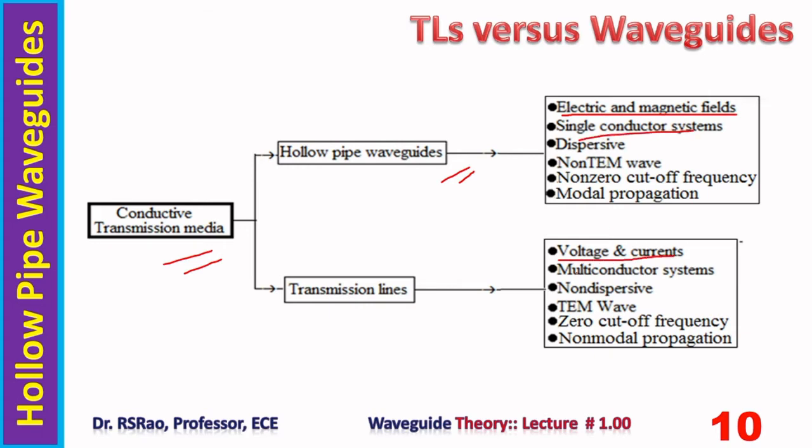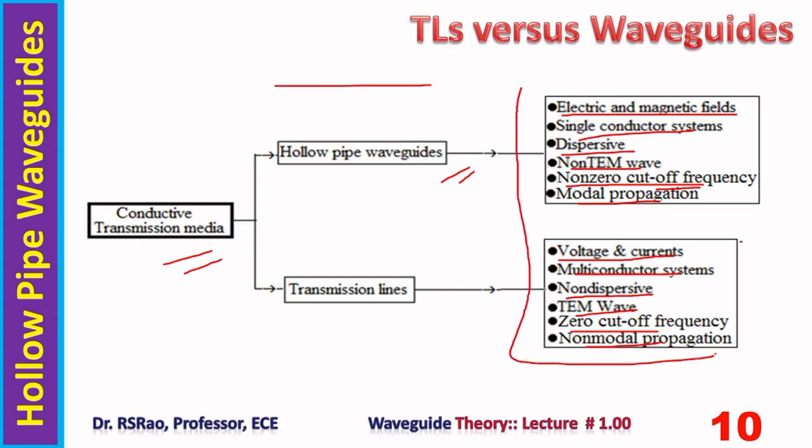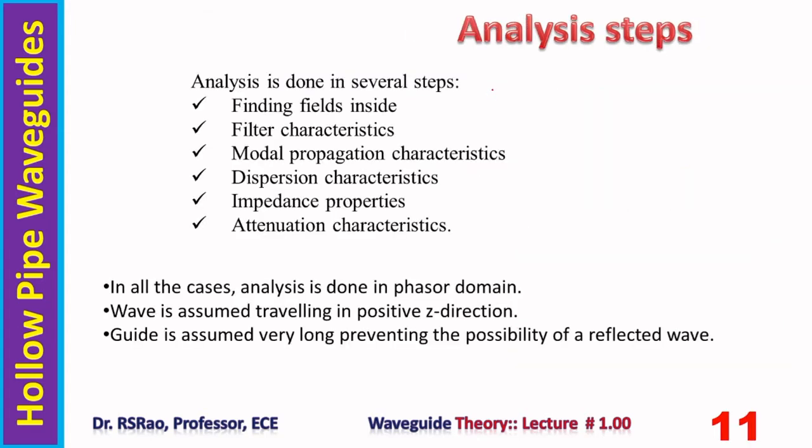These are single conductor, these are multi-conductor, these are dispersive. Dispersive means properties changing, particularly velocity, changing with frequency and wavelength. This is non-dispersive. Velocity of the wave over the line is the same whether it is low frequency or high frequency. Here it is non-TEM wave. Here it is TEM wave. Non-zero cutoff frequency. Not all frequencies are allowed. Only frequencies which are more than a certain value called cutoff frequency are allowed to propagate through them. Here modal propagation. Whereas here cutoff frequency is 0, propagation is non-modal. This is a diagram giving a comparative description of hollow pipe waveguides with transmission lines.